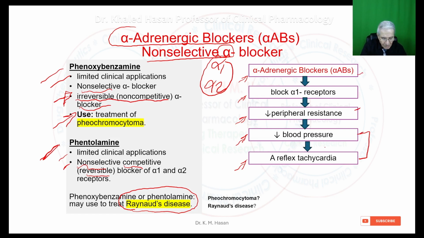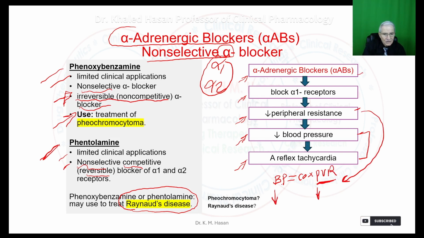If someone is interested to know how this affects the blood pressure, we have an equation: blood pressure is equal to cardiac output multiplied by peripheral vascular resistance. Our medication decreases peripheral resistance, and that will decrease blood pressure.